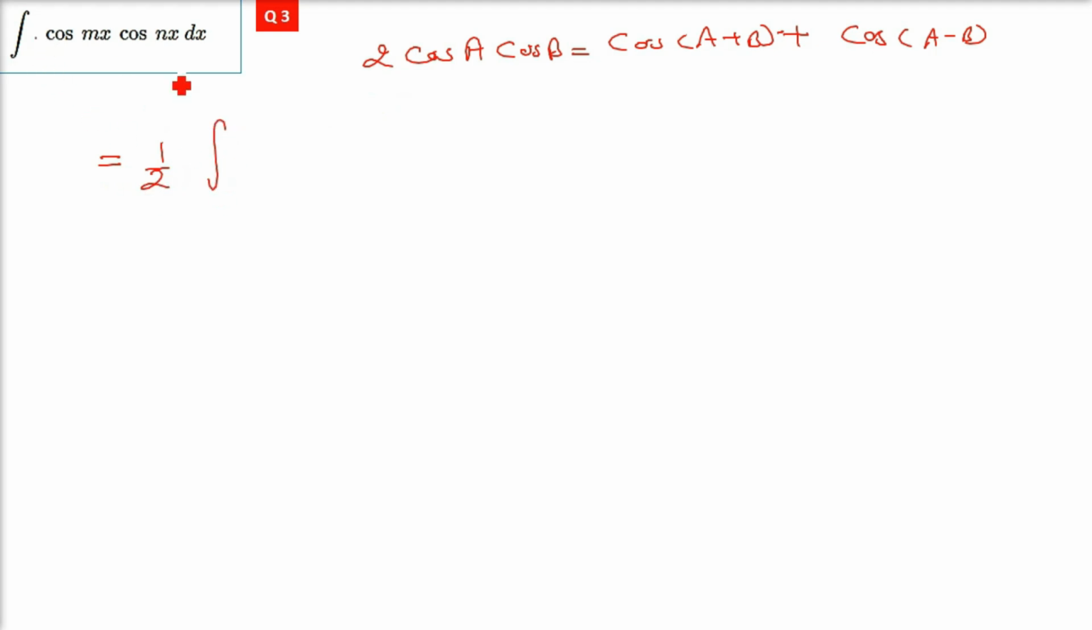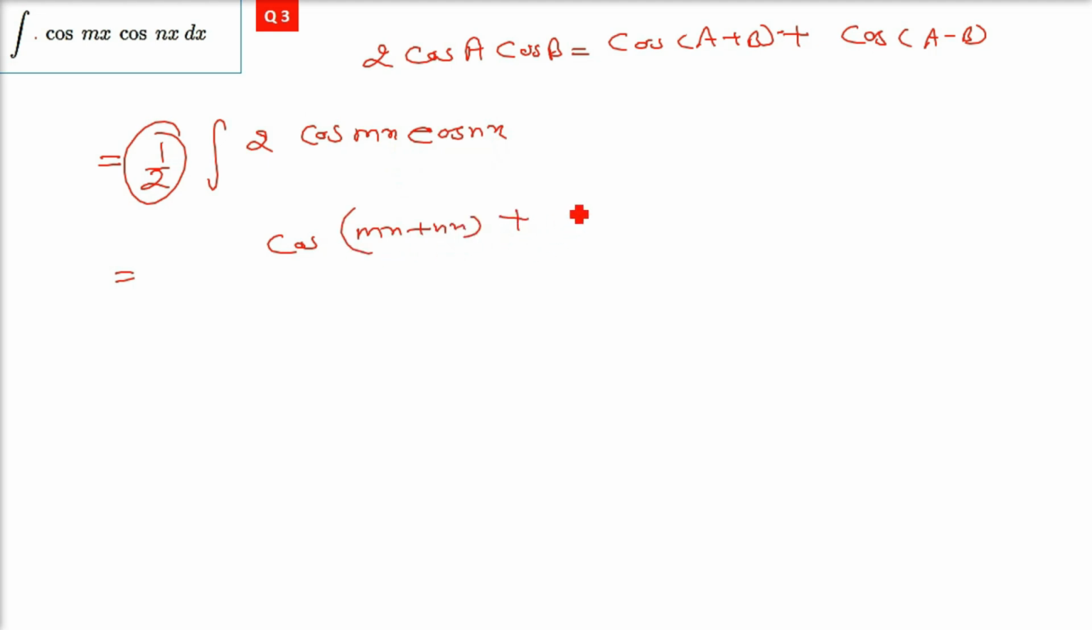Half comes because we have introduced 2. That's why 2 cos A cos B has become cos(A plus B) plus cos(A minus B). A is mx here, B is nx here. So I am applying it here now. Cos (m plus n)x, or cos(mx plus nx), in whichever way you want. Here we have cos(mx minus nx), or you can call it cos (m minus n)x.